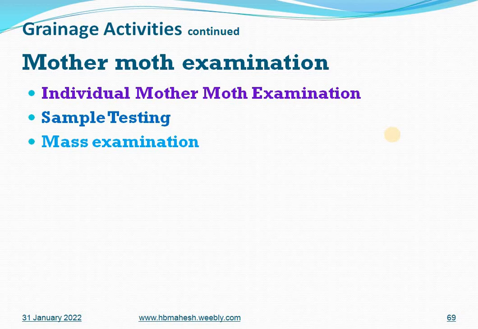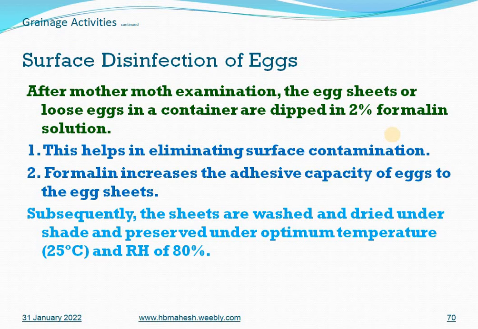So individual mother moth examination is followed during the preparation of reproductive seeds. Sample testing and mass examination is conducted during the preparation of commercial seeds. After mother moth examination, the egg sheets or loose eggs in a container are dipped in 2% formalin solution.